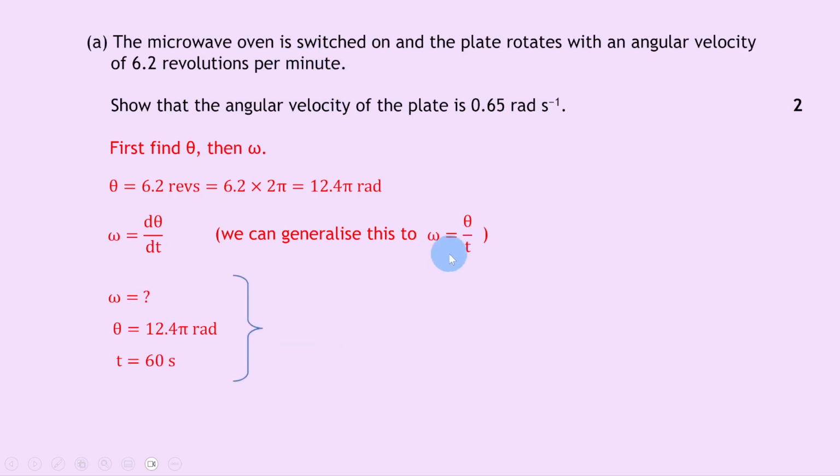So writing down this simplified equation omega equals theta over t, substituting in the numbers, we have 12.4 pi divided by 60, and putting that into your calculator should give you an answer of 0.65 radians per second, as expected.